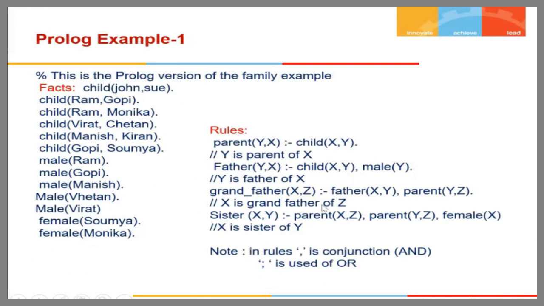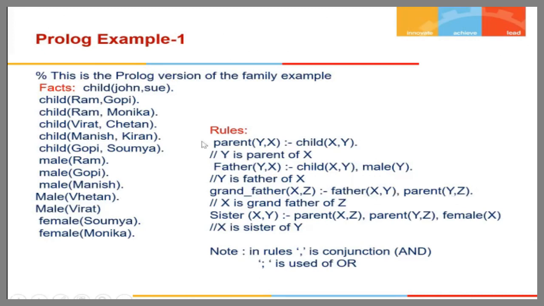And what are the rules? If Y is the parent of X, then X is the child of Y. So these are the rules. This is an if-then condition, right? If X is the child of Y and is a male, and Y is a male, then Y is the father of X. How do you define a grandfather? He should be a father and the parent, right? Grandfather of X, Z is going to be: X should be the parent of Y and Y should be the parent of Z. So X should be the father of Y and Y should be the parent of Z.